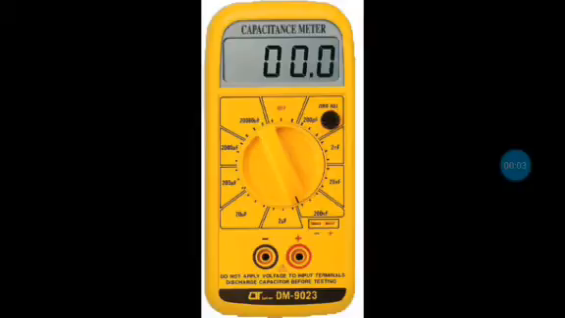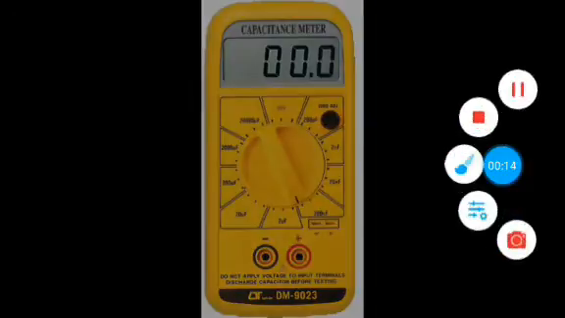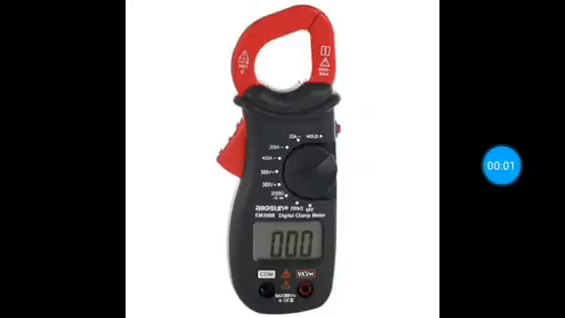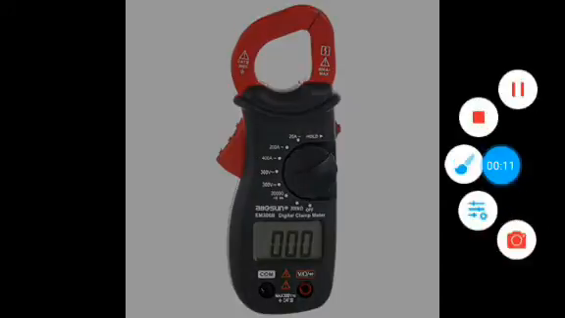Capacitance can also be measured by a special device which is known as capacitance meter. This is a capacitance meter. Capacitance is measured in farads. This is the digital clamp meter that we discussed in the previous video when we discussed the fundamental physical quantities.